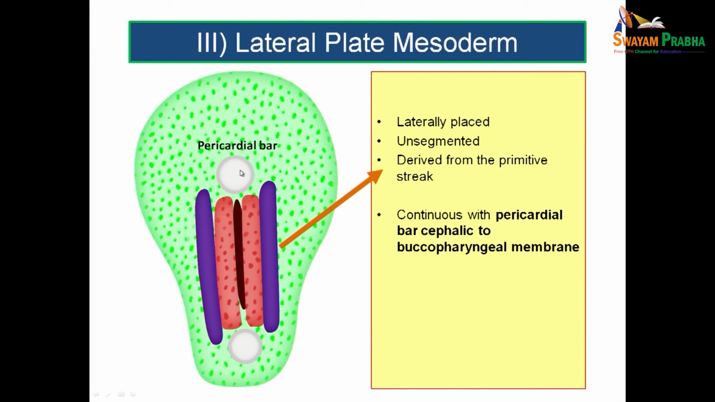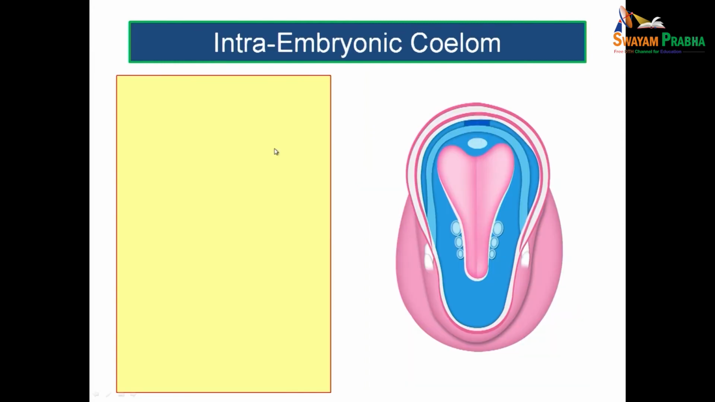cephalic to the buccopharyngeal membrane. It is the buccopharyngeal membrane which you get at the region of the precordal plate. So, the lateral plate mesoderm, as it moves cranially, will be continuous with the pericardial bar which is seen cephalic to the buccopharyngeal membrane. So, the pericardial bar will be in the form of an inverted U.